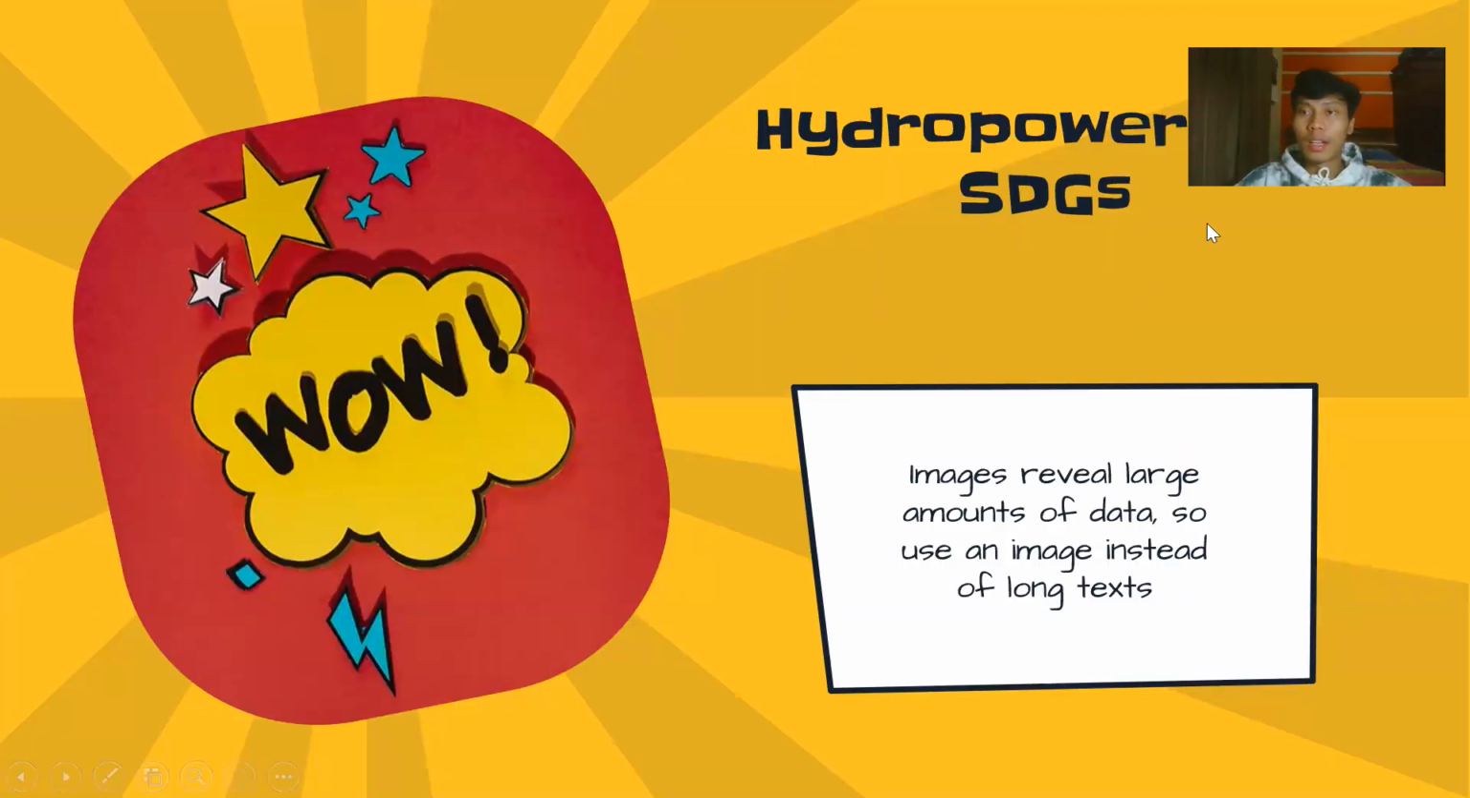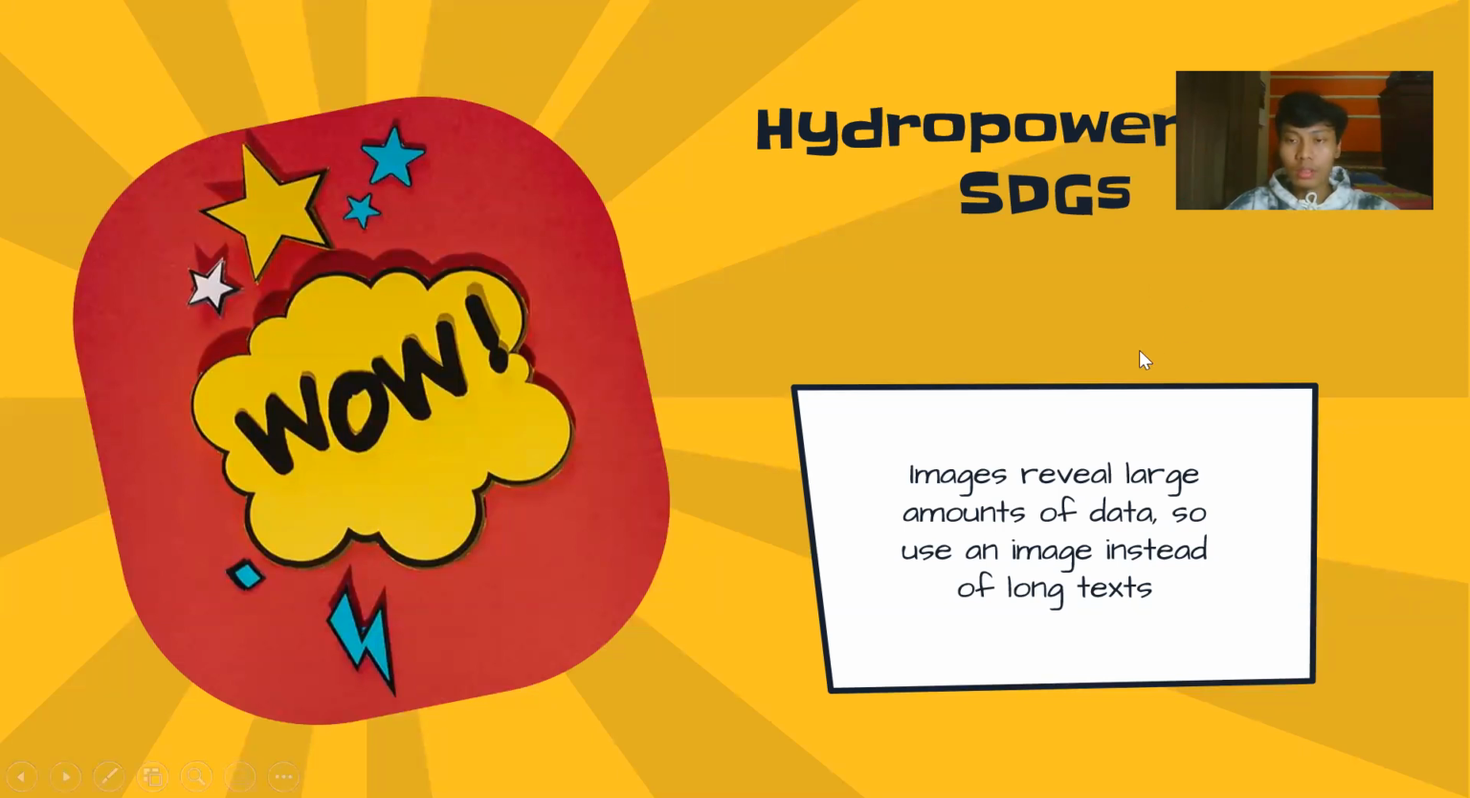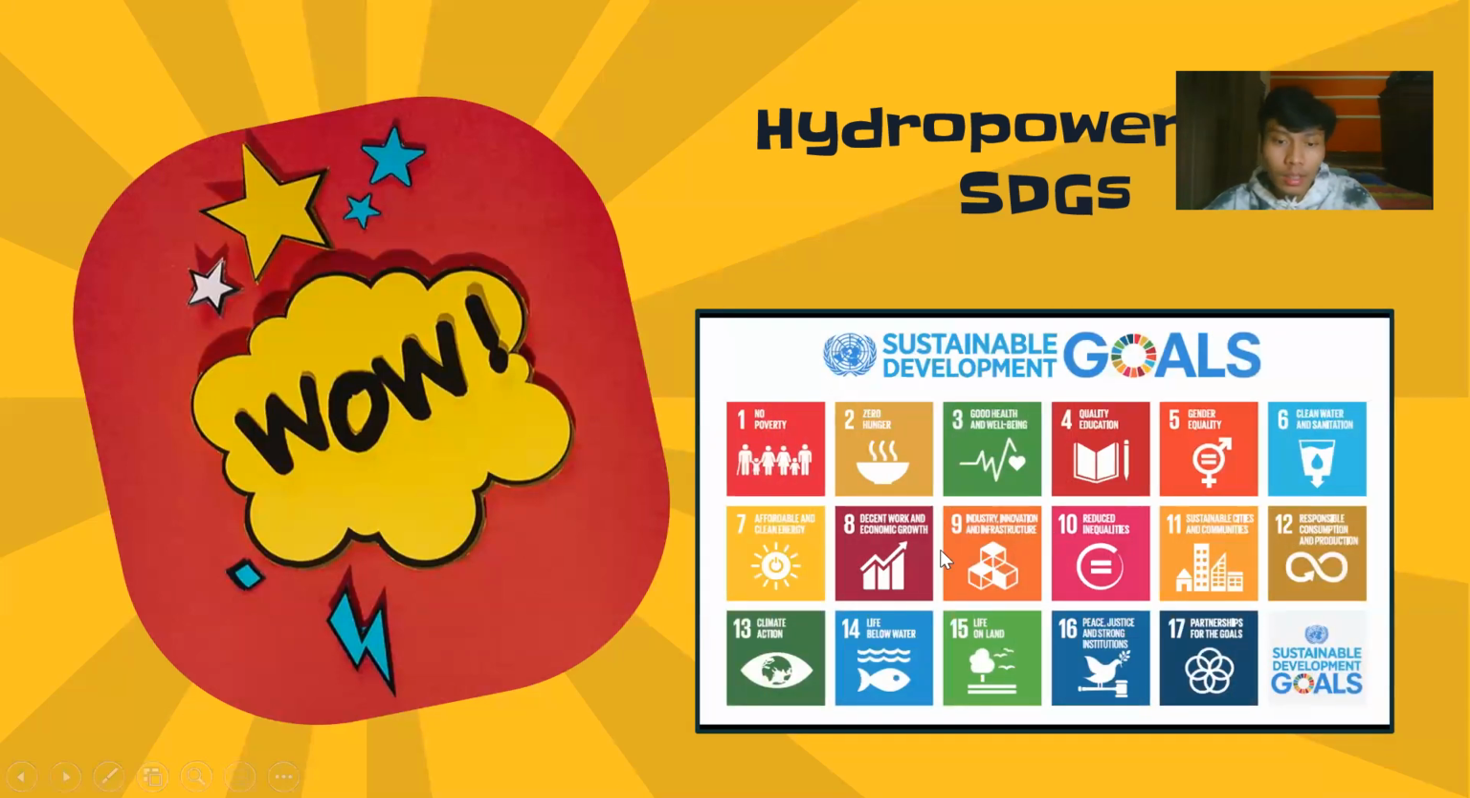Second is hydropower and the SDGs. An image reveals a large amount of data, so we use an image instead of long text. For your information, SDGs are the Sustainable Development Goals, a global action plan agreed by world leaders, including Indonesia, to end poverty, reduce inequality, and protect the environment. So sustainable hydroelectricity supports the achievement of the United Nations Agenda for Sustainable Development, as well as the Paris Agreement on Climate Change. There are 17 Sustainable Development Goals, which you can see on the screen.